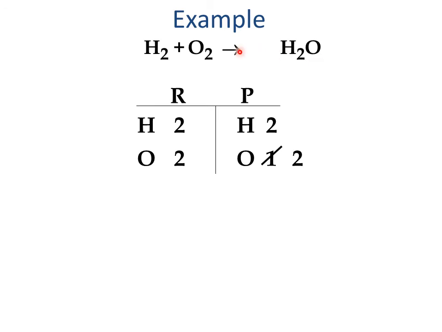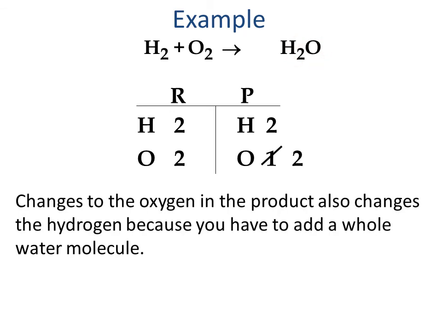We need 2 oxygens in the product, so we scratch out our 1 and we put a 2. But on our product side, remember this is water. This isn't just oxygen. So if we change our oxygen, that means we also have to change the hydrogen because that's part of the whole molecule. We're adding another water molecule. We're not just adding oxygen. We can't just add oxygen over here. So if we multiplied the oxygen by 2, we also have to multiply the hydrogen by 2. That gives us 4 hydrogens.